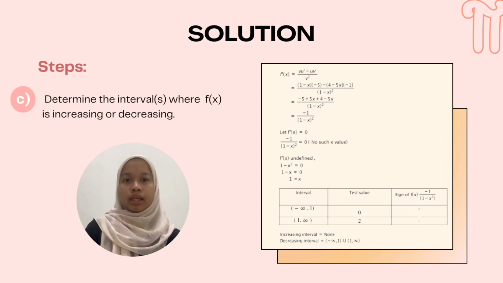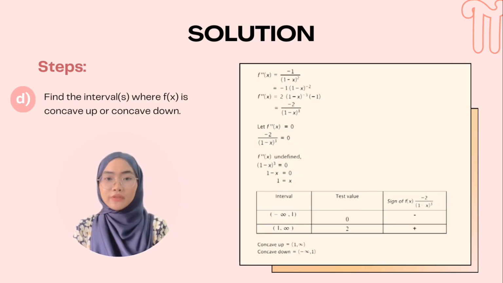For the intervals negative infinity to 1 and 1 to positive infinity, with the sign of f prime, negative 1 over 1 minus x squared, we use 0 as the test value for negative infinity to 1. So we got negative. Then we use 2 as the test value for 1 to positive infinity. We got negative also. So the increasing interval is none and the decreasing interval is negative infinity to 1 union 1 to positive infinity.